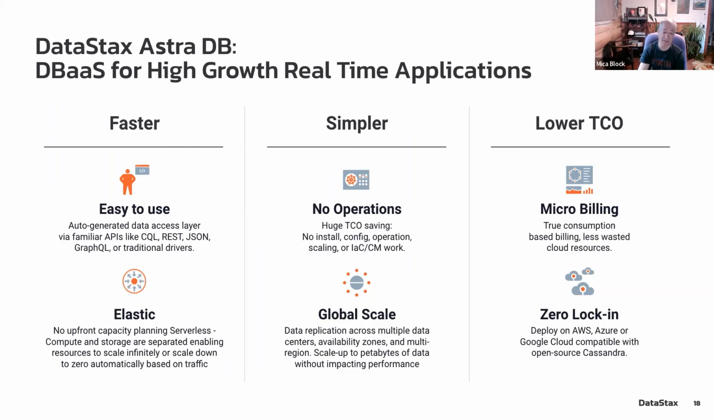Global scale, we have the ability in our cloud provider to do multi-regions, so we could actually scale across those regions. Again, micro billing, again, pay for whatever you use. And again, the zero lock-in is the ability to deploy on AWS, Azure, or Google Cloud with open source Cassandra.